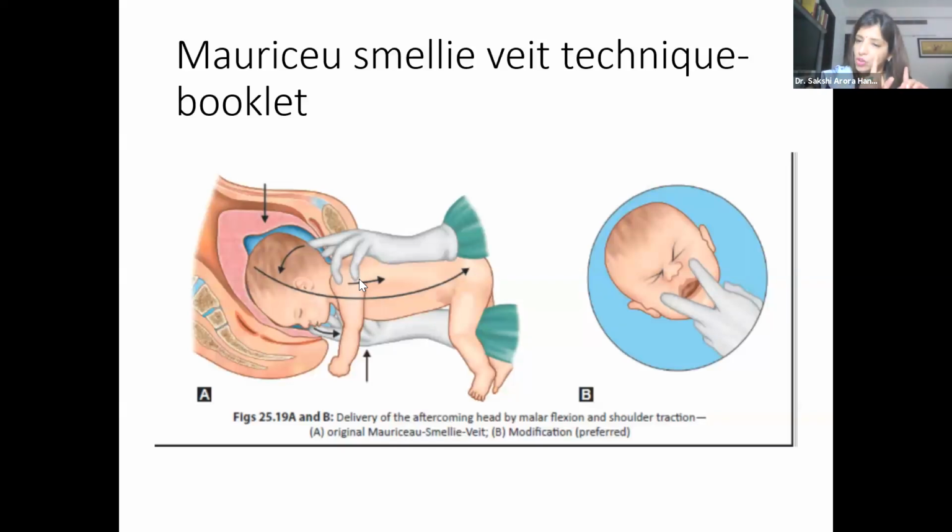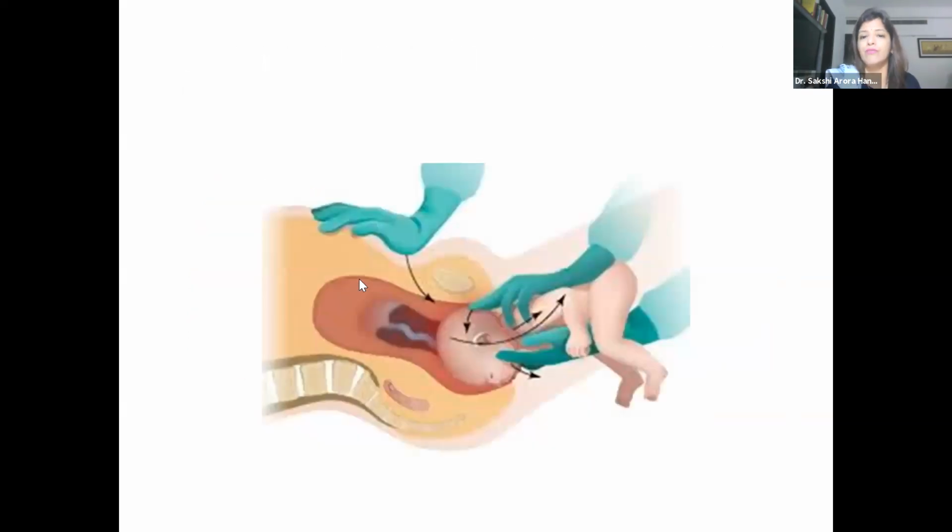The question which I showed you was of the Bracht-Marshall technique. These are all the maneuvers which are used in breech for delivery of the various parts. This is another image showing the Mauriceau-Smellie-Veit technique, or malar flexion shoulder traction.